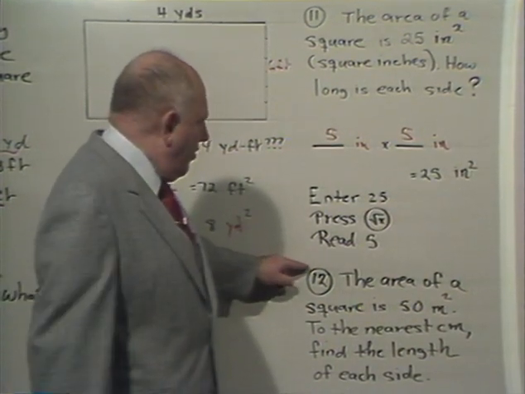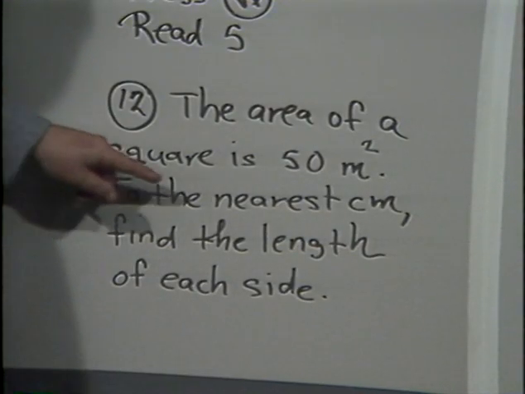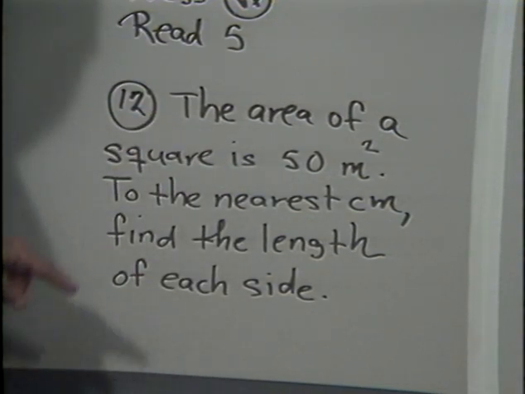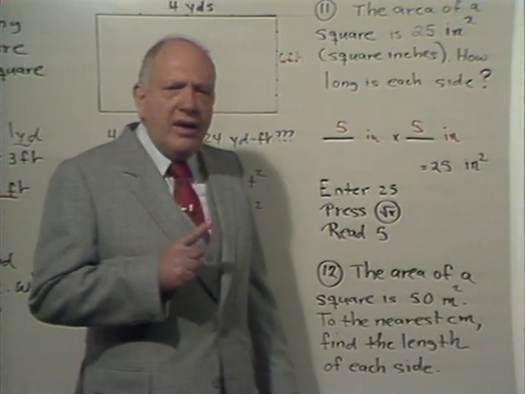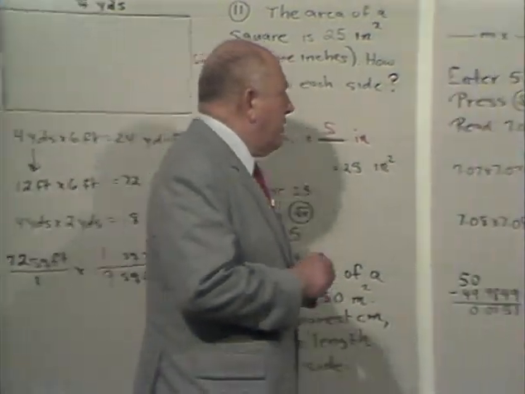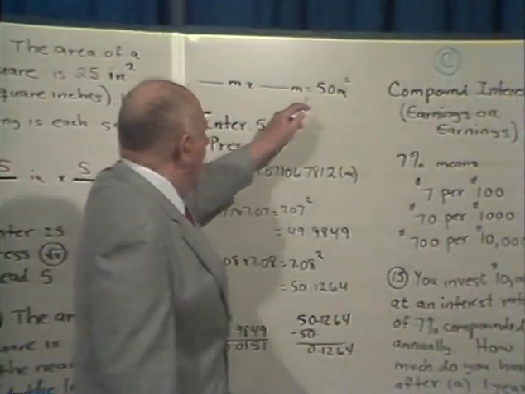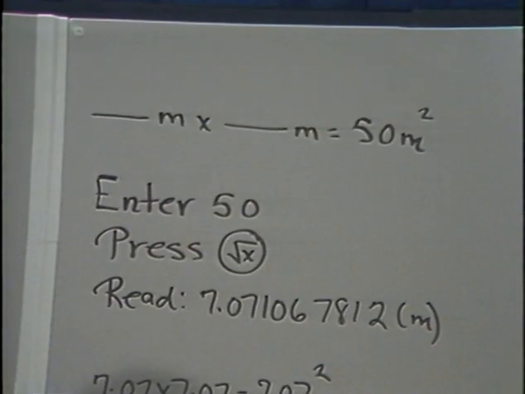Suppose I now said to you the area of a square is 50 square meters. To the nearest centimeter, find the length of each side. As soon as I hear the word square meters, I know I'm multiplying meters by meters. So I'm saying to myself, what number multiplied by itself gives me 50? I want to get 50 square meters, which means I'm multiplying meters times meters.